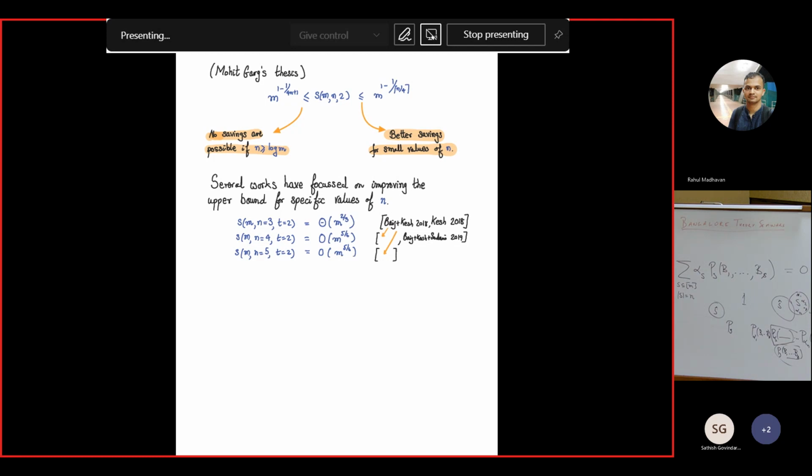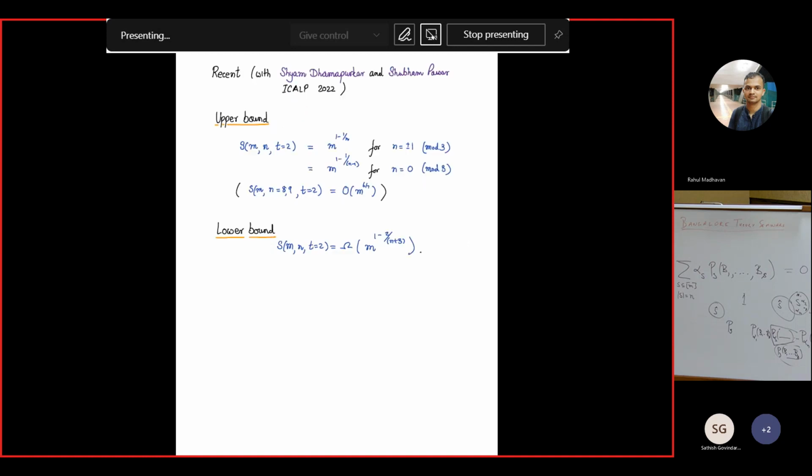So now I'll finally talk about the work with Shyam Dhamapurkar and Shubham Pawar. It concerns this function for small values of n. And what we show is we improve the upper bound. Sorry, I should have said an upper bound, and this should have been a big O here, which I have not written. So like m to the minus 1 over n, in Mohit's upper bound.